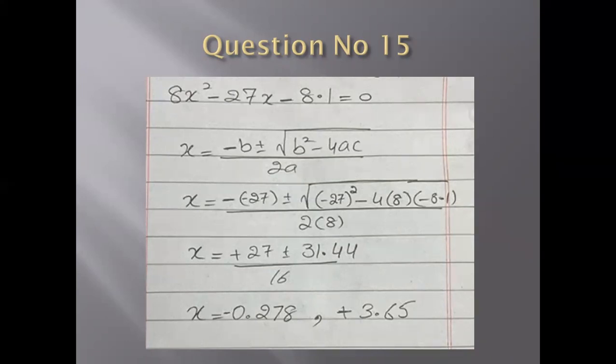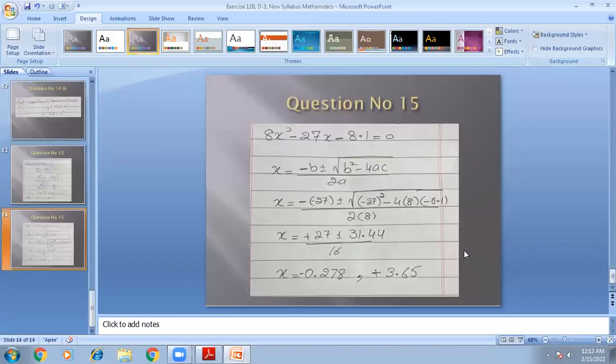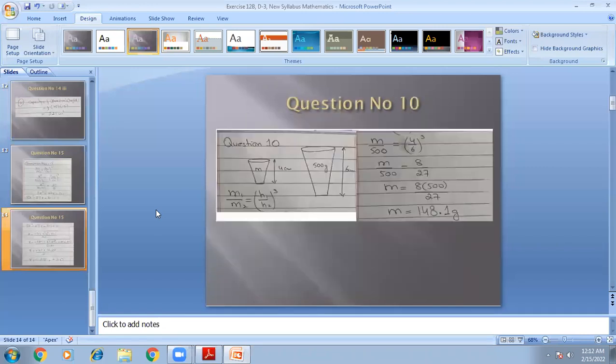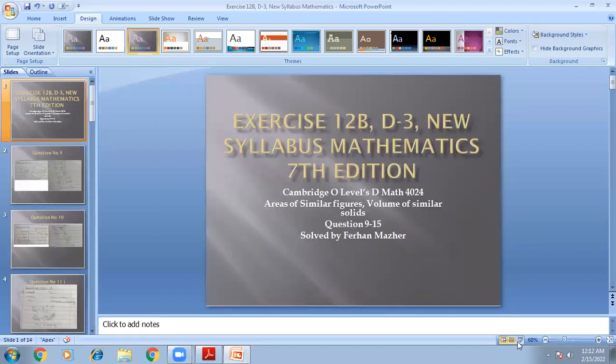So x will be equal to, in your calculator, you will write 27 plus 31.44 equals, divided by 16 equals. Then 27 minus 31.44 equals, divided by 16 equals. So you get two answers. One answer is minus 0.278 and the other answer is plus 3.65. So these are the two values of x, and by this question we have reached the end of this exercise.